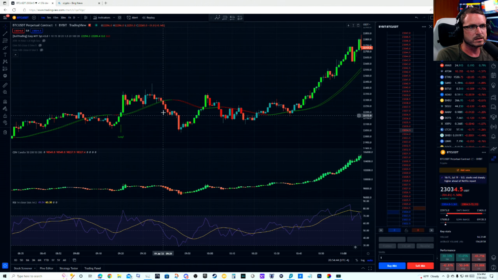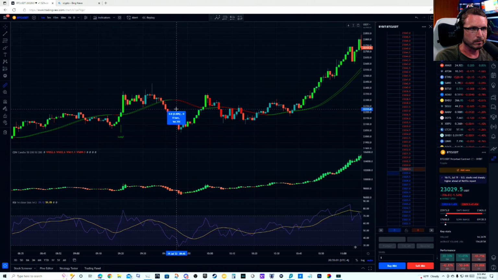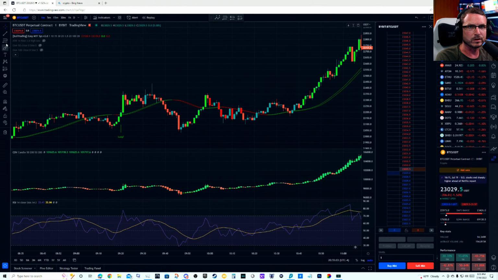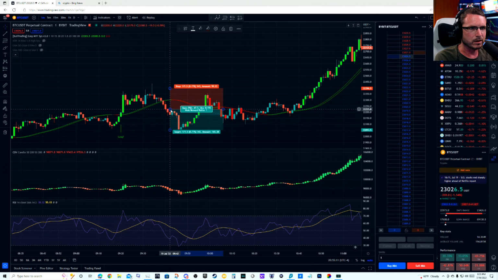So I would have seen this. I'd have seen the crossover. I'd have waited maybe a candle or two, just for confirmation. And then once I got confirmation, I would have taken a trade here, setting my stop loss. Let me actually put a good one, an actual good short position. So I would have entered my trade right here.